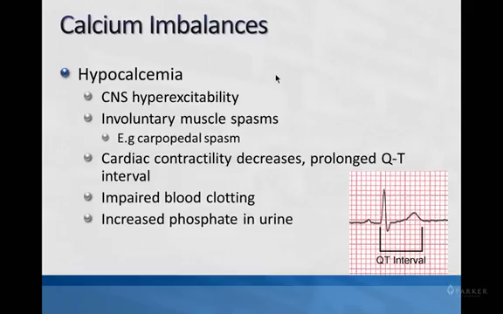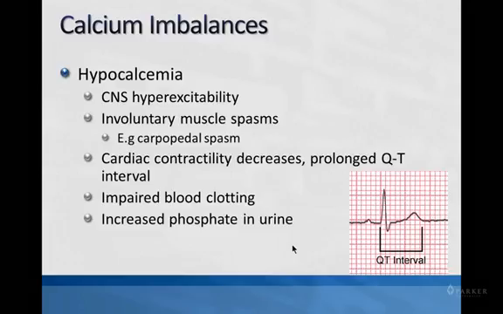And another thing that you can pick up on an ECG is that the QT interval is prolonged. This picture is reminding you what the QT interval corresponds to. What could result from a prolonged QT interval is that it's a marker for myocardial instability, which can lead to ventricular arrhythmias, syncope, and sudden death.